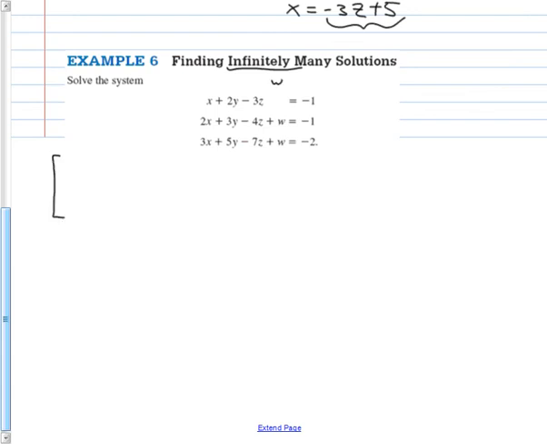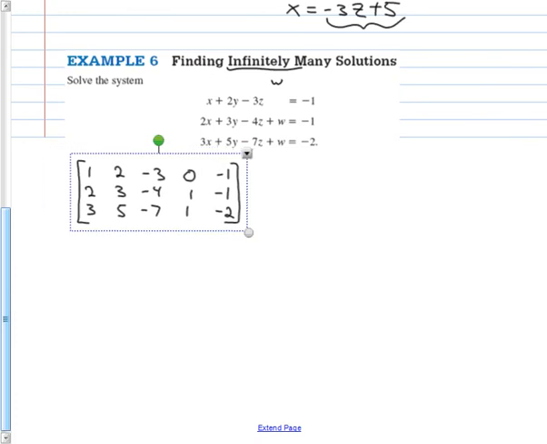Well, let's do this matrix. 1x, 2y, negative 3z, 0w, negative 1. 2, 3, negative 4, 1, negative 1. 3, 5, negative 7, 1, negative 2. Now I still want to try to do row echelon form as far as I potentially can. And this row 1 is good. We have a 1 right there.